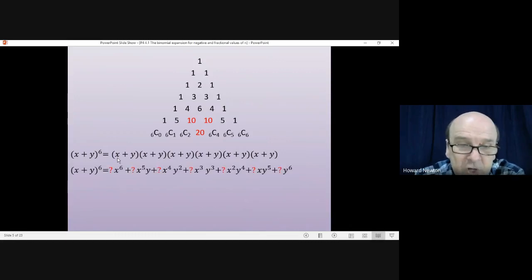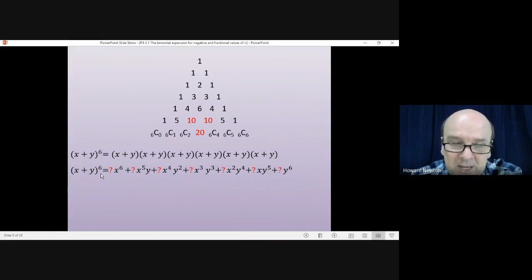So if we chose x from each of those 6 brackets when we were multiplying them out, x times x times x times x times x, we get x to the 6th. If we chose 5 x's from 5 of the brackets and a y from the other bracket, then we'll get terms in x to the 5 y. If we chose x from 4 of the brackets and y from the other 2, we'll get terms in x to the 4 y squared. If we chose x from 3 of the brackets and y from 3 of the brackets, then we'll get terms in x cubed y cubed.